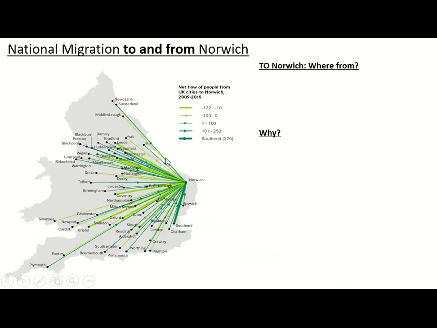So this is another graph that shows you migration into Norwich from the darker green, but it also tells you about migration out of Norwich with the lighter green. So we're going to focus on where people are going to Norwich from, mostly Southend actually. You can see the biggest number of people in this 6-year period that migrated to Norwich came from Southend in Essex. Sorry about the terrible accent.